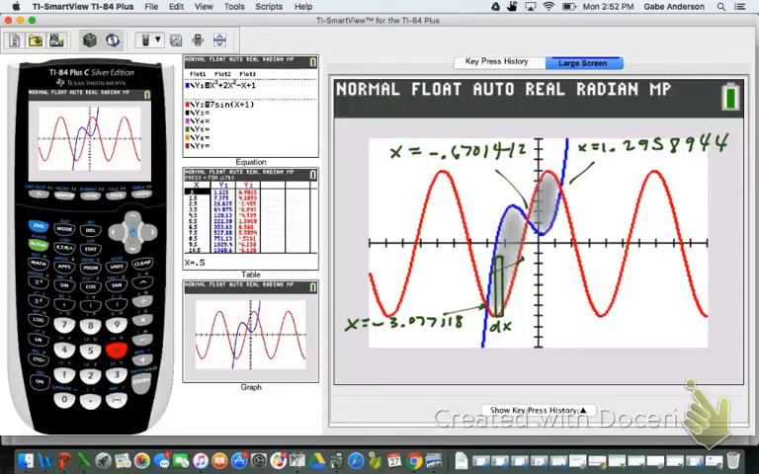Once we have all those intersection points, I think we're ready to set this thing up. I'm going to focus on this left region first, and I'm going to say integral from negative 3.077118, we're going to accumulate from there all the way up to negative 0.67011412. So on that far left region, the blue function is higher. And was the blue function, we can use just the names of the functions, f of x or g of x?